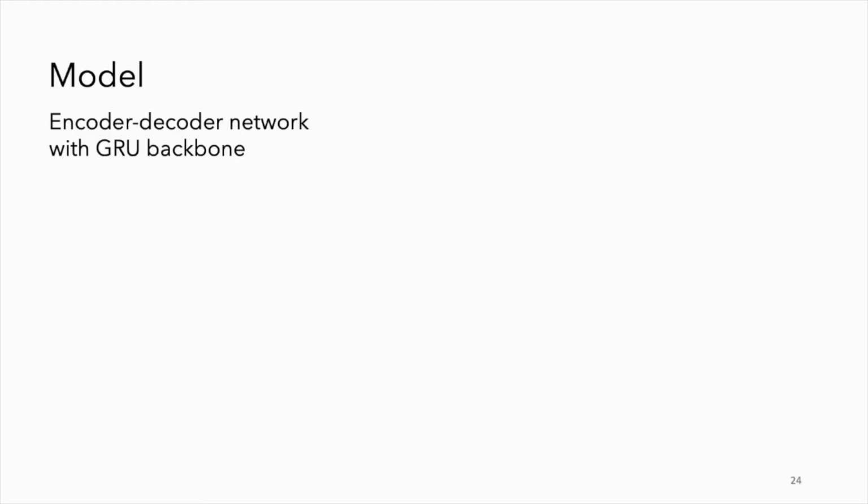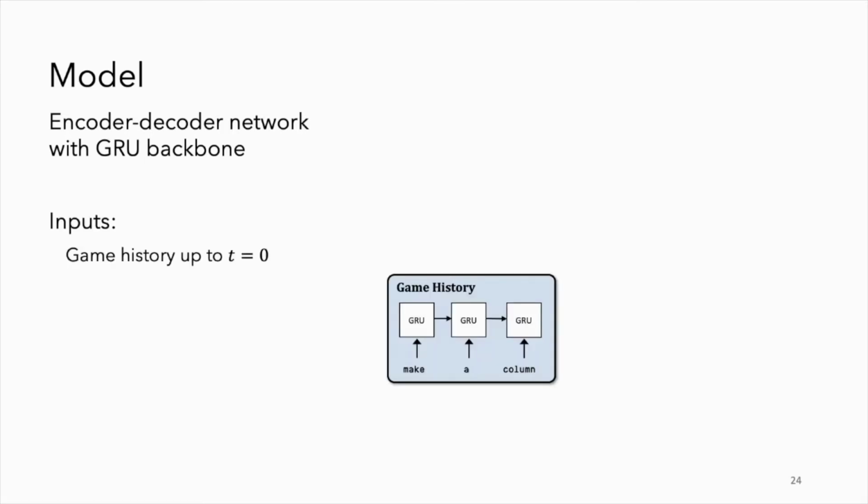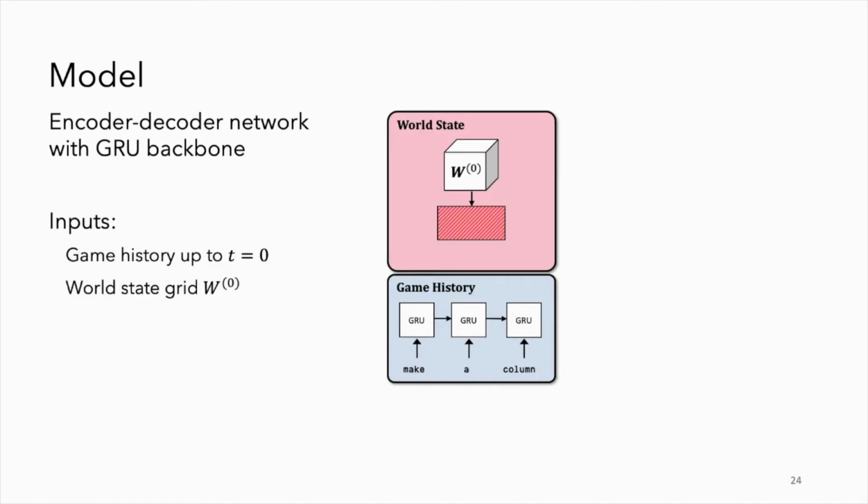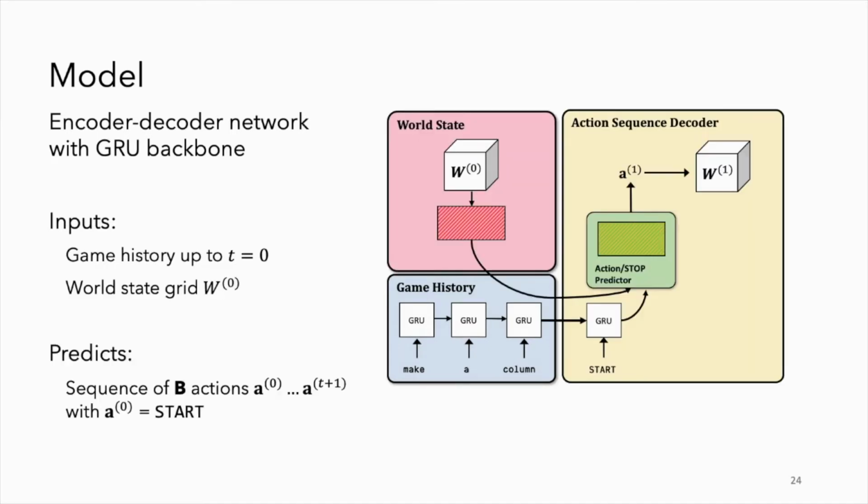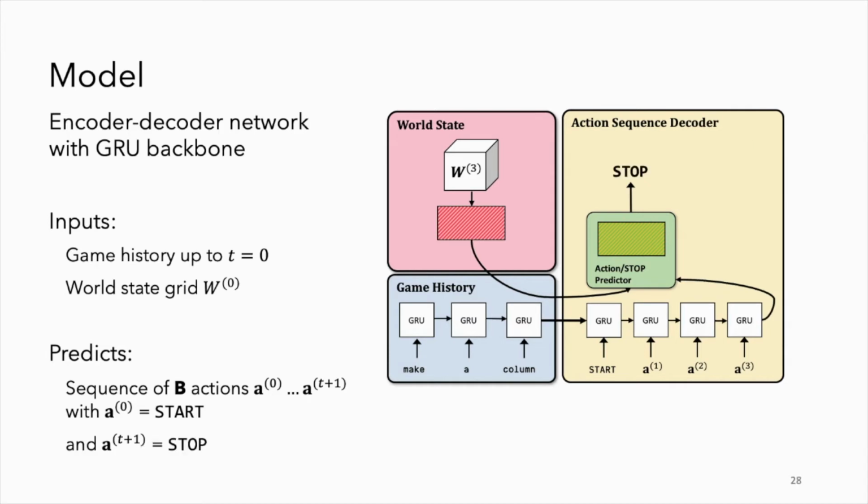Let us now take a look at the models we developed for this task. Our model is an encoder-decoder network with a GRU backbone. It takes as input the game history as a sequence of tokens, and the world state as a 3D grid. The decoder starts decoding by being fed a special start token, and generates a sequence of actions in a recurrent fashion. The world state is also updated at every time step during this process. Generation continues until we generate the stop token.